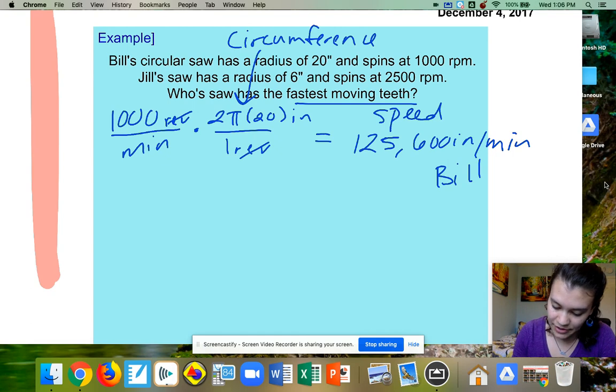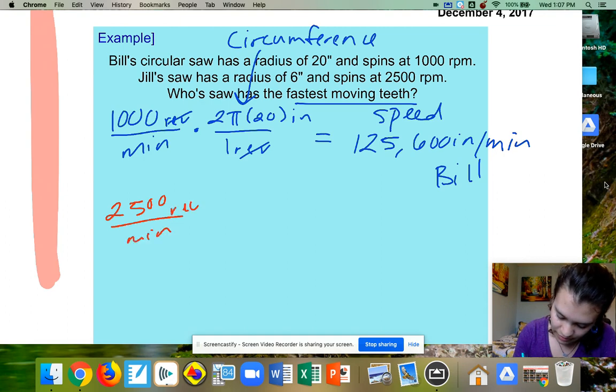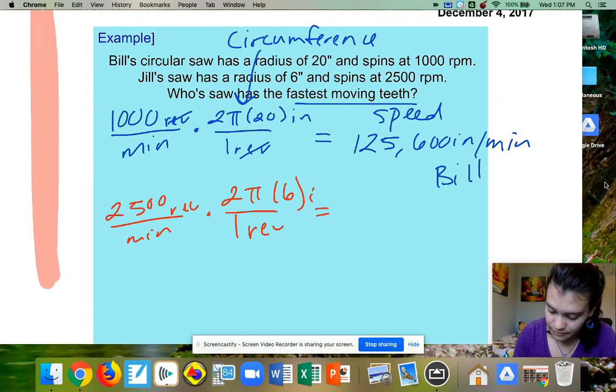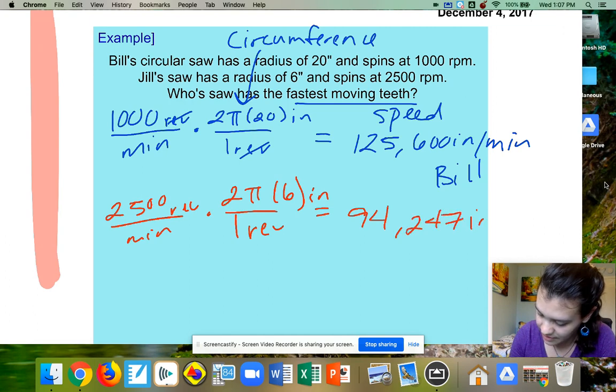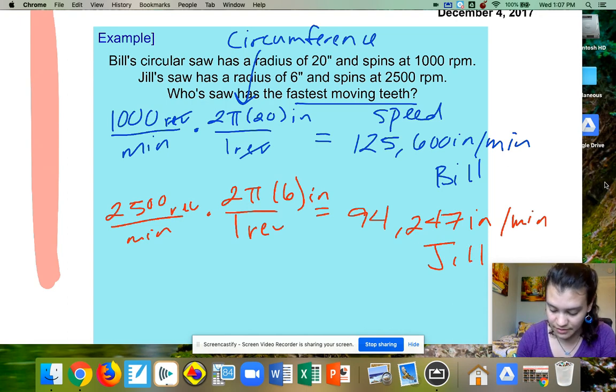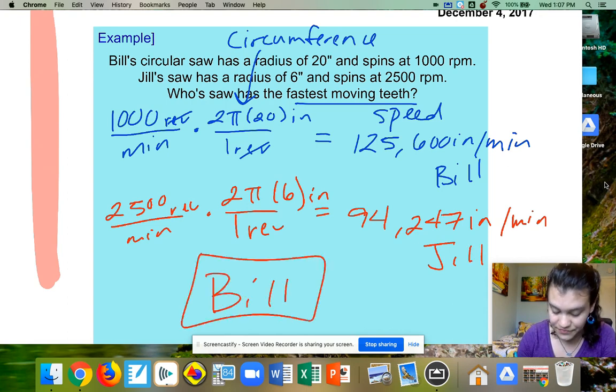And we're going to do the exact same thing for Jill. So 2,500 RPMs for each minute. And you want your circumference on top. Rewrite that. And she's going 6 for the radius. Type this all in, and you should get 94,247 inches per minute for Jill. So who's moving faster? Bill's saw.